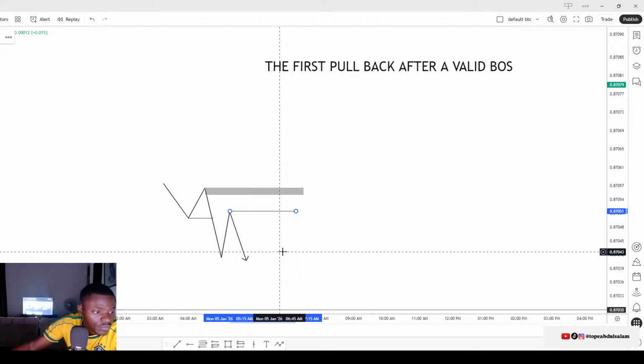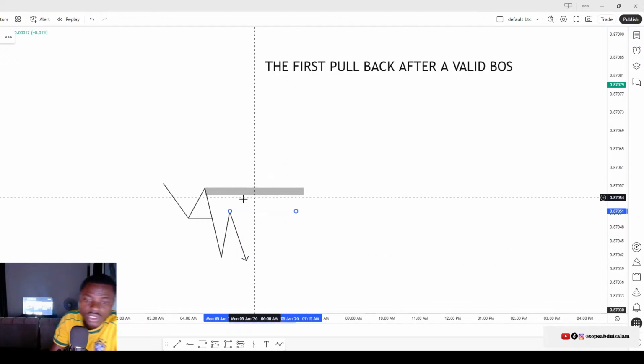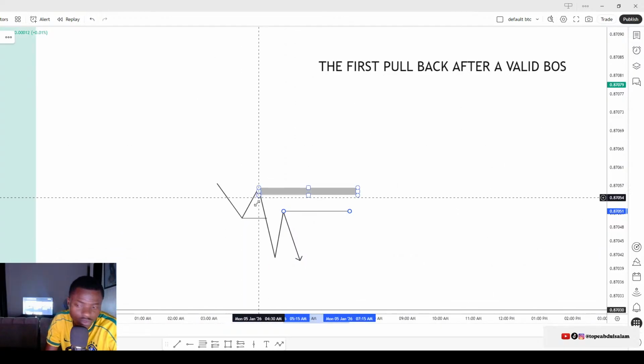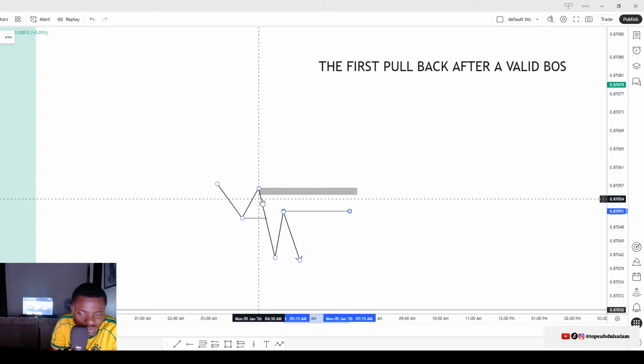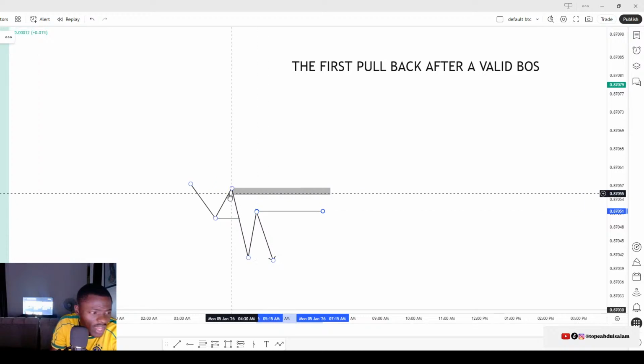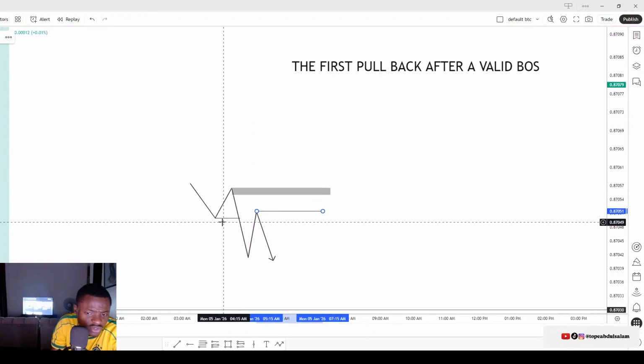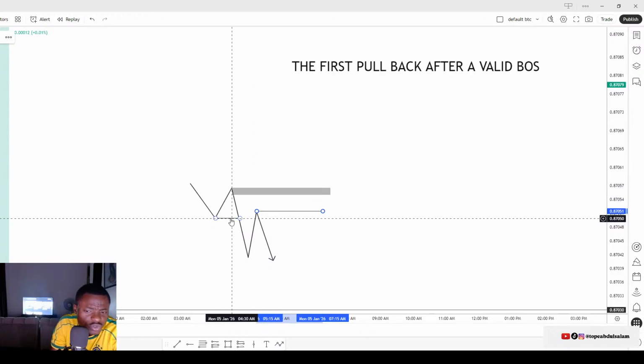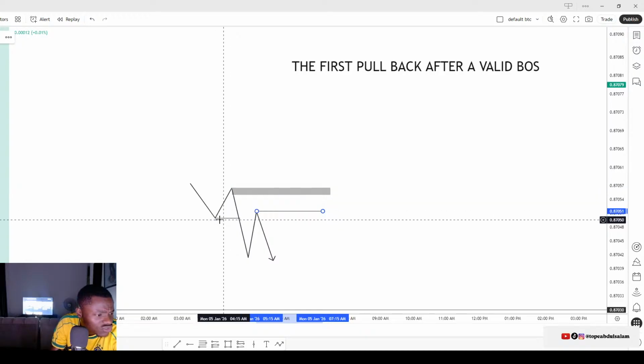So this is the bullish scenario. First of all, you need to identify your trend. If you identify your trend, then we have a break of structure. If you have a break of structure, what are you looking for? You are looking for the point of interest that was responsible for breaking the structure.